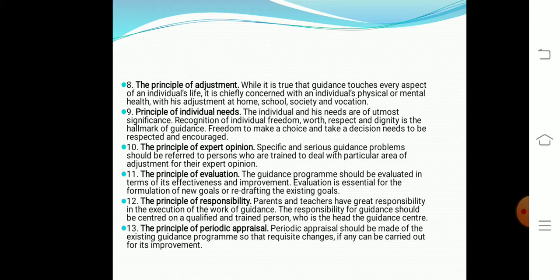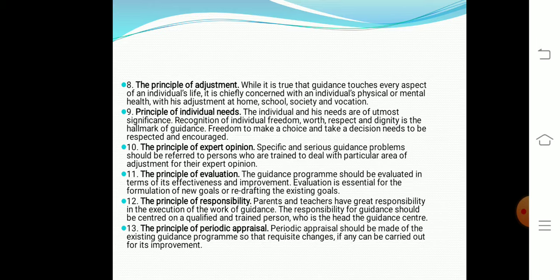Principle of individual need. The individual and his needs are of the utmost significance. Recognition of individual freedom, worth, respect, and dignity is the hallmark of guidance. Freedom to make a choice and take a decision needs to be respected and encouraged. The principle of expert opinion: specific and serious guidance problems should be referred to persons who are trained to deal with particular areas of adjustment for their expert opinion.